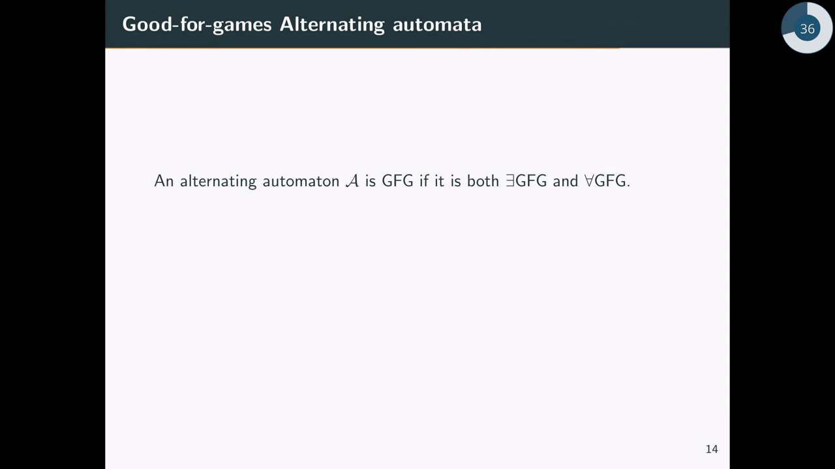Now we say that an alternating automaton is good for games if both its non-determinism and its universality are good for games. So we want Eve to win the letter game where Adam gives the letters, and we want Adam to win the letter game where Eve picks the letters. And this tells us that if a word is in the language of the automaton, we can build an accepting run without knowledge of the future, and if it is not in the language of the automaton, we can build a rejecting run without knowledge of the future of the word.